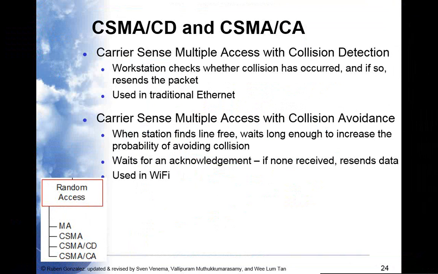So CSMA/CD and CSMA/CA: carrier sense multiple access with collision detection, it's a mouthful, and carrier sense multiple access with collision avoidance. So there are 2 different strategies to work with here. With detection, the workstation checks whether a collision has occurred, and if so, it resends the packet. This is like traditional Ethernet. With collision avoidance, when the station finds the line free, it waits long enough to increase the probability of avoiding the collision, and then it waits for acknowledgement. If there isn't one received, then it resends the data, and this is the Wi-Fi kind of model. So, slightly different variants on this.